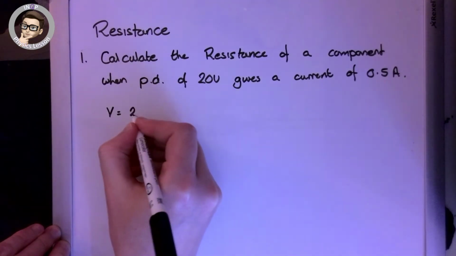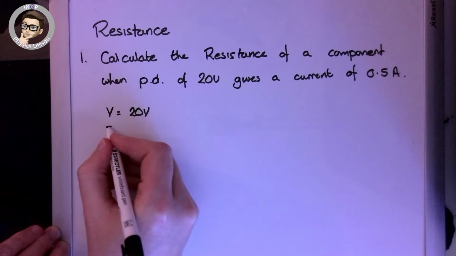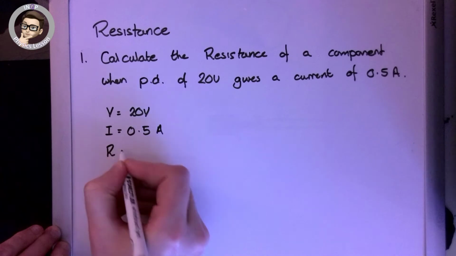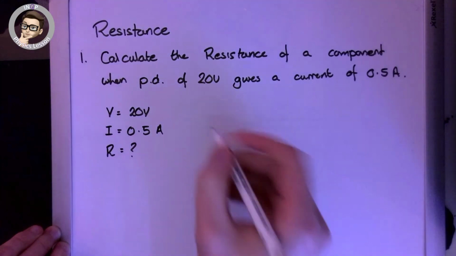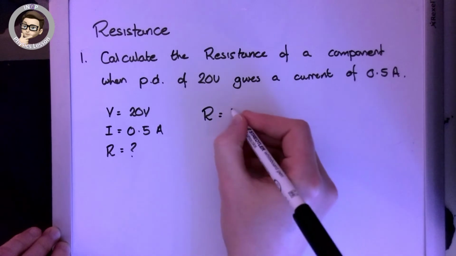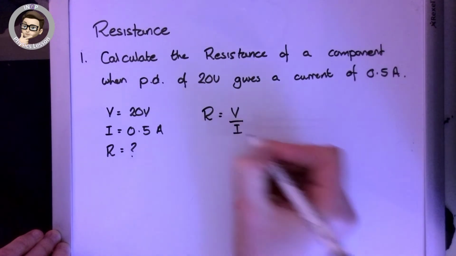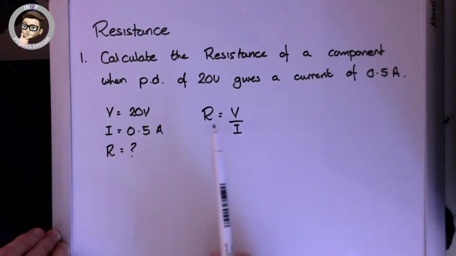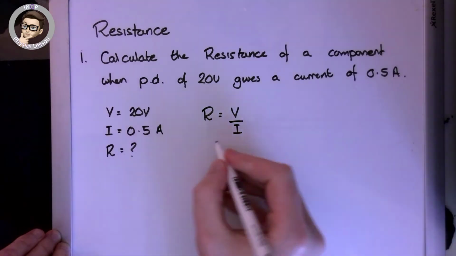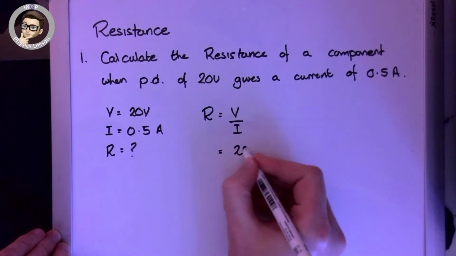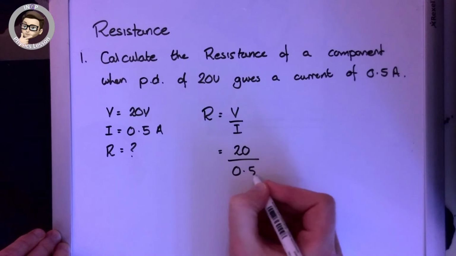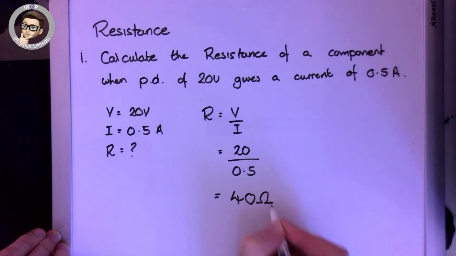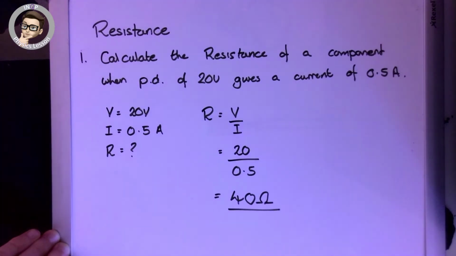We know V is 20 volts. We know I is 0.5 amps. But we don't know R, so we're going to need to work R out. So R is equal to V over I, because it's the potential difference divided by the current. It's the volts per ampere. So we've got 20 divided by 0.5, which will give us an answer of 40 ohms. So that's the first kind of question we can have.